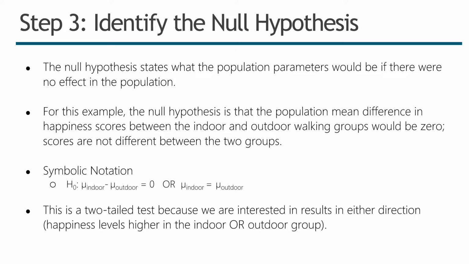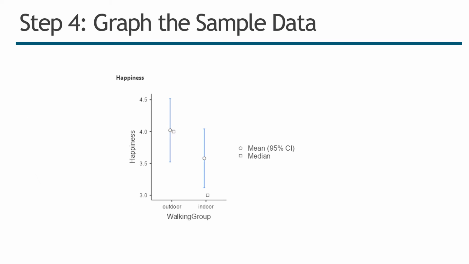Now we're doing a two-tailed test here because we are interested in results in either direction. It would be interesting to find that happiness levels were higher in the indoor group or if they were higher in the outdoor group. Our next step is to graph the sample data. So your software is probably going to have a slightly different looking graph than the one I have, but this is always a good practice to start with to get a sense of what your data looks like.